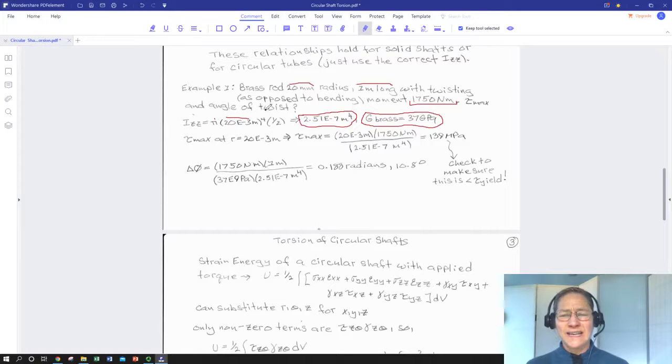And somebody wants to know, hey, what's the max shear stress in that bar? We want to make sure it's not going to yield. And what's the angle of twist? We want to make sure it doesn't twist more than we can tolerate, sliding in a bearing or something. We want to limit the angle of twist.